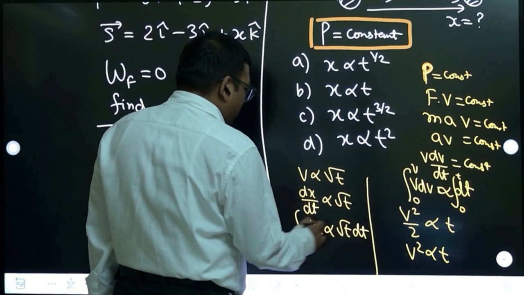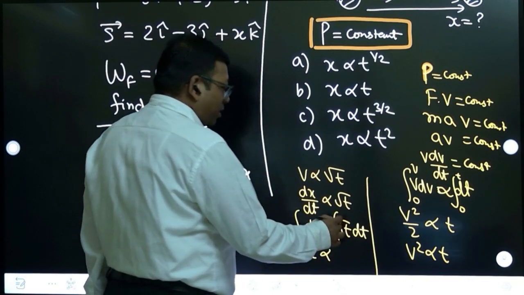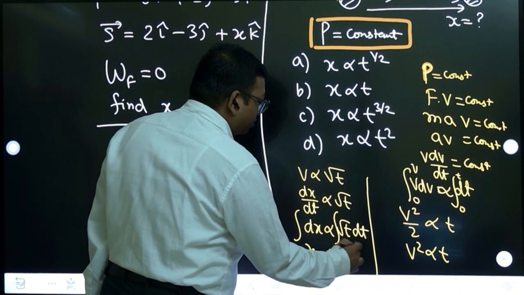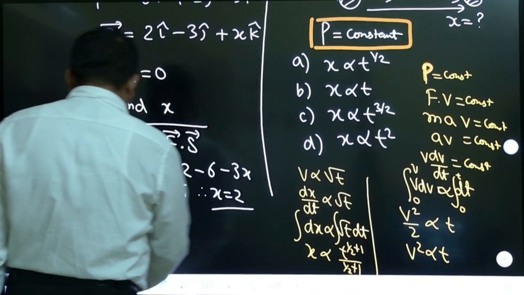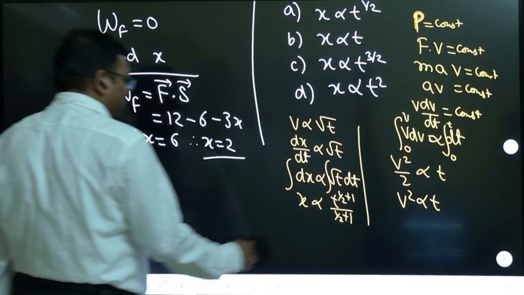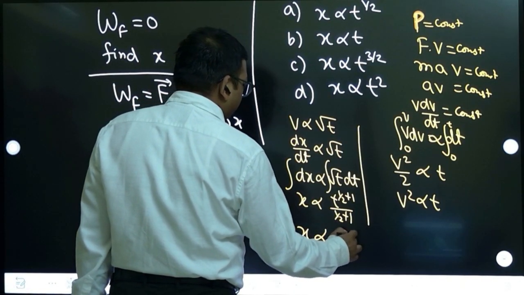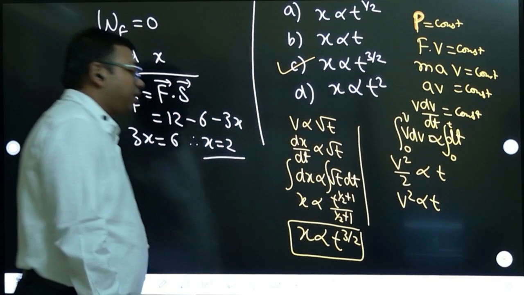So then you integrate this one. This will become x. This will be proportional to t power half. Integration will become t power half plus 1 by half plus 1, so that will become t power 3 by 2. This is a constant anyway, so x is proportional to t power 3 by 2. That's the answer. Correct? Yes.